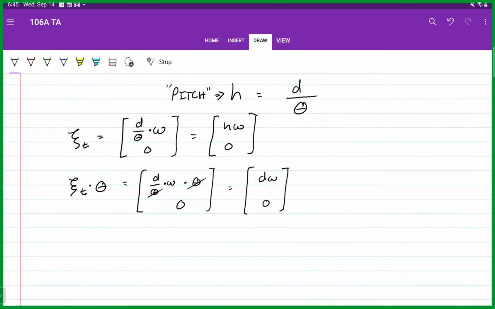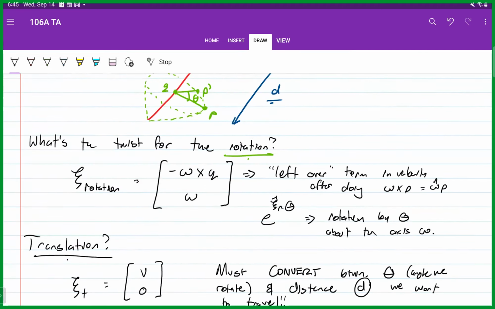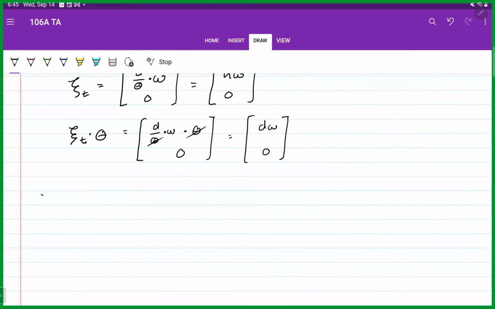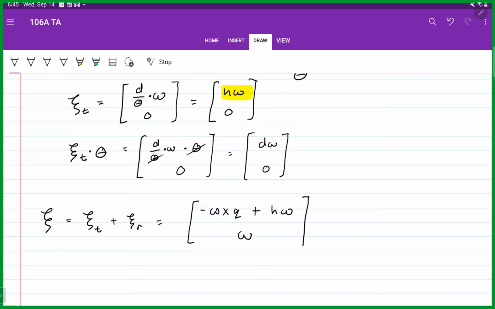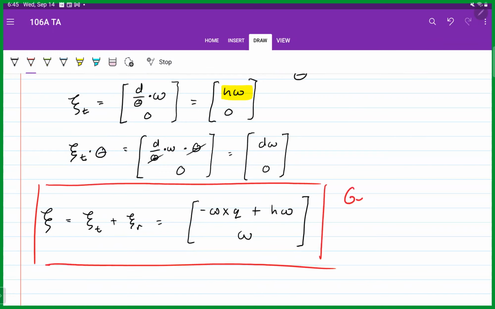All right, so we have this pitch, we have this direction. Now all that we need to do is bring together this translation and this rotation. To find our overall psi, I'm just going to add up our translational psi and our rotational psi. What's that going to give us? It's going to give us negative omega cross q plus h times omega, and underneath, we're going to have our axis of rotation, omega, okay? And this is our final formula for a general screw motion.